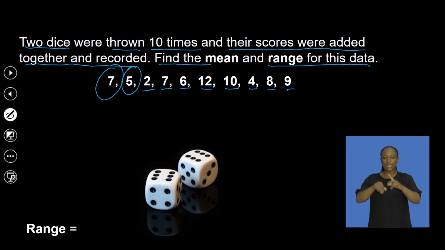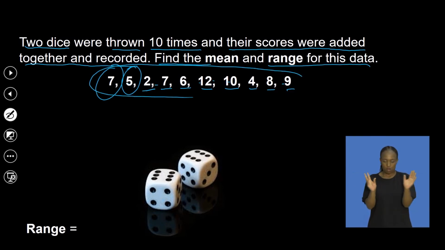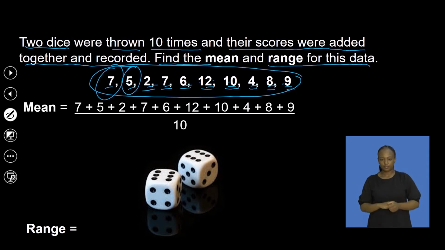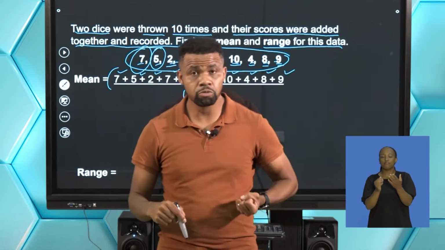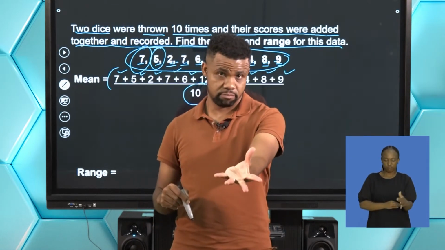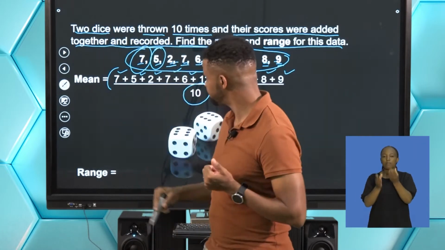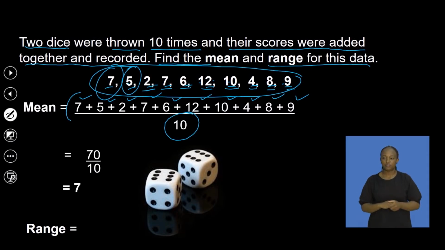How do we calculate the mean? We have to add everything and divide. We have to add all this, divided by how many? 1, 2, 3, 4, 5, 6, 7, 8, 9, 10. Let's see how we do this. We have to add 7, 5, 2, 7 again, 6, 12, 10, 4, 8, 7, over 10, because we rolled the 2 dice 10 times. Okay? Then what do we get? We get 70 over 10, so the average is 7.